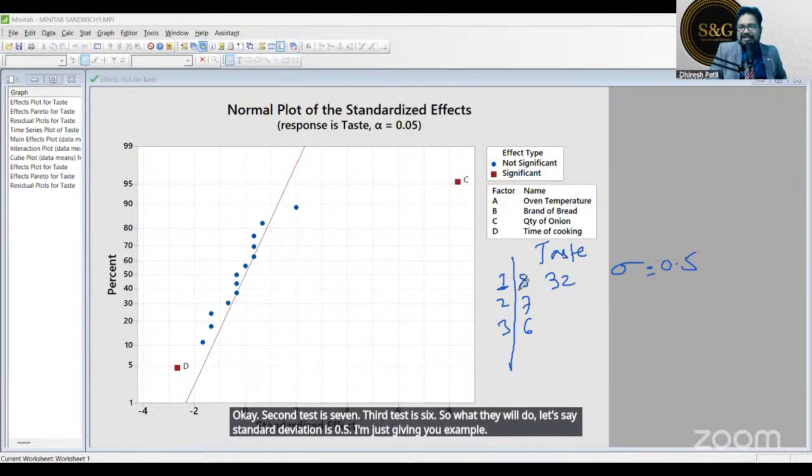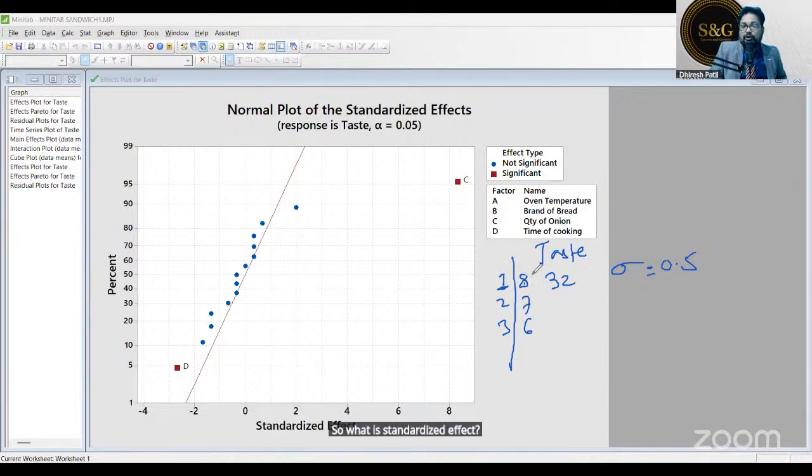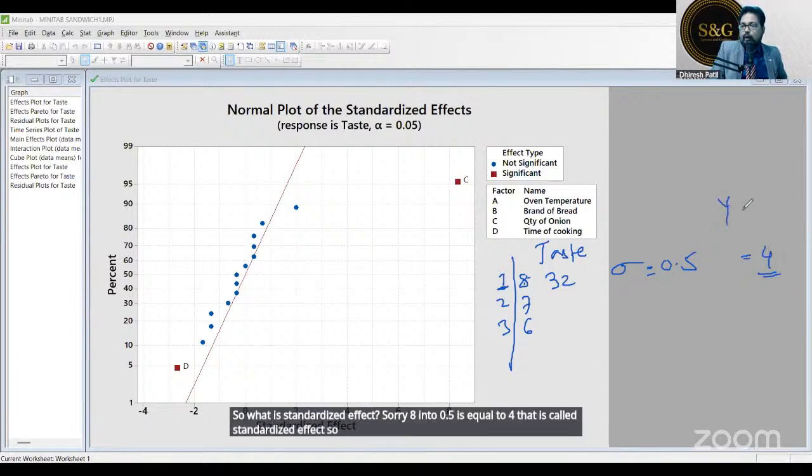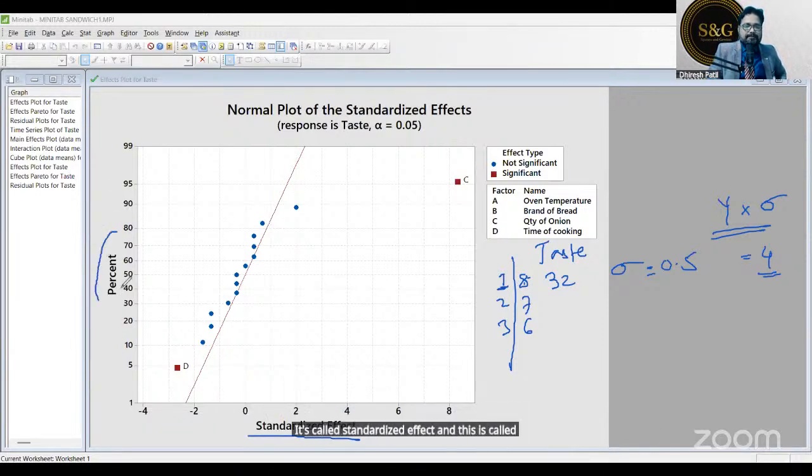So what is standardized effect? 8 into 0.5 is equal to 4. That is called standardized effect. So effect, which is y into standard deviation, is called standardized effect. Just for your understanding. Doesn't matter, just for your understanding. Standardized effect is nothing but effect into standard deviation. And this is called percentiles.